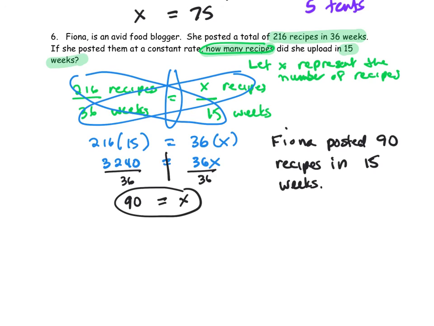When we solve this, the answer is 90. And then once again, we have to go back and answer the question. We said, how many recipes did she upload in 15 weeks? Again, if you define your variable and write it, you know that you're referring to recipes, and also your label here. So Fiona posted 90 recipes in 15 weeks.